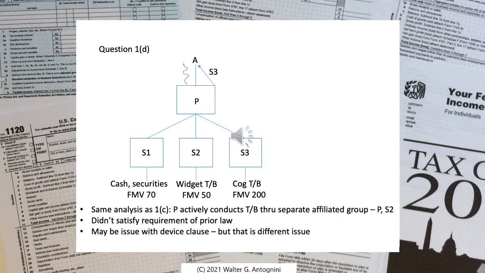Well, the same analysis applied in question 1C applies here. P is considered to engage in a trade or business by virtue of being the common parent of a separate affiliated group that engages in a trade or business through T. In this instance, the difference introduced by the change in measuring indirect conduct of a trade or business makes a difference. Under the old rule, P would not be considered to actively conduct a trade or business, either directly or indirectly. Also note that while P satisfies the active trade or business requirement here in 1D, there may be other issues with the device clause.